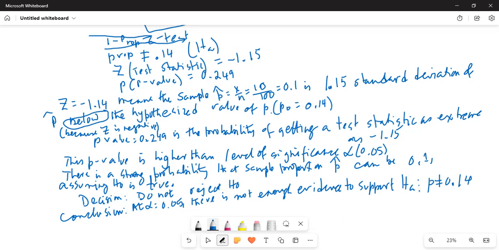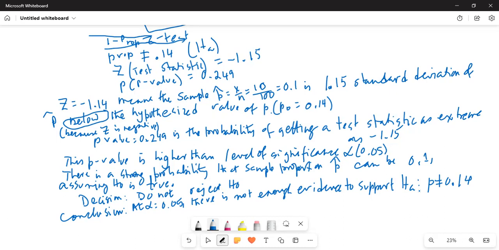Do not quit right now. I'm going to give you the hint. The hint is, the smaller the p-value, the stronger is the evidence against the null hypothesis.